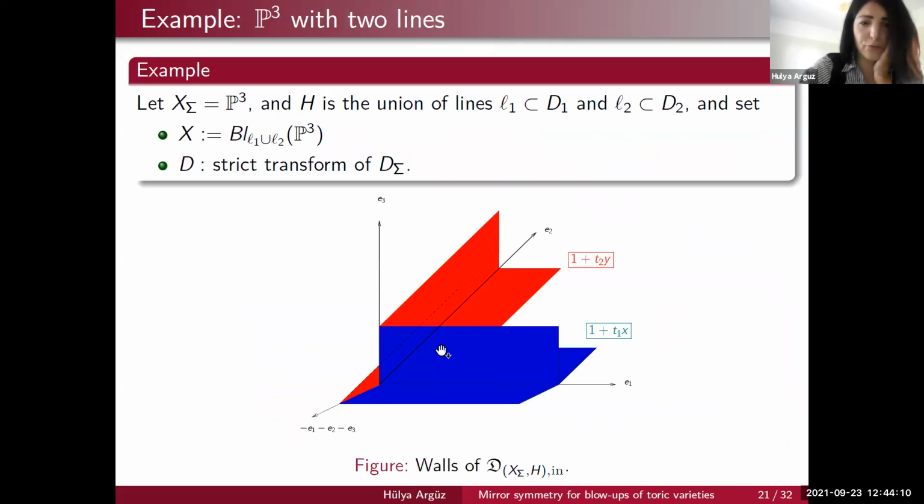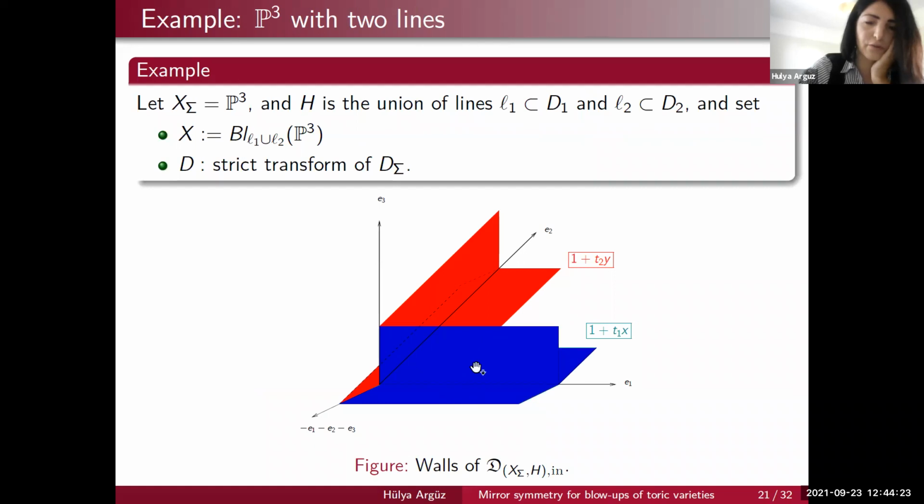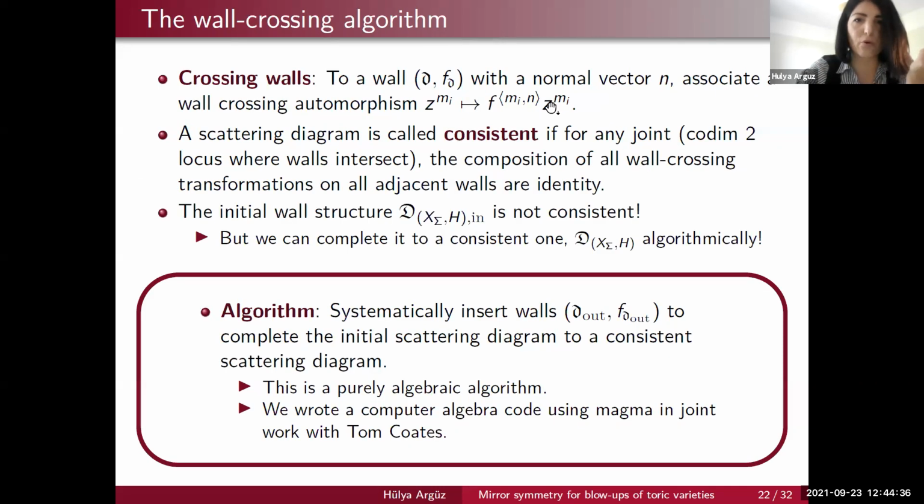When you have these widgets, when you have your initial walls, when you have a scattering diagram, what you can do is cross walls. So if you have a wall, you can define a normal vector; you always take loops around joints where your walls intersect, and you can choose a normal vector accordingly. You cross walls by mapping your monomial z^{m_i} to the wall crossing function to the power of the pairing of the normal vector with m_i, times z^{m_i}.